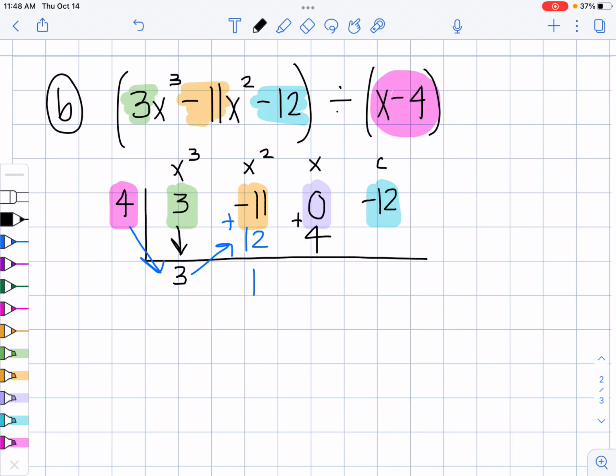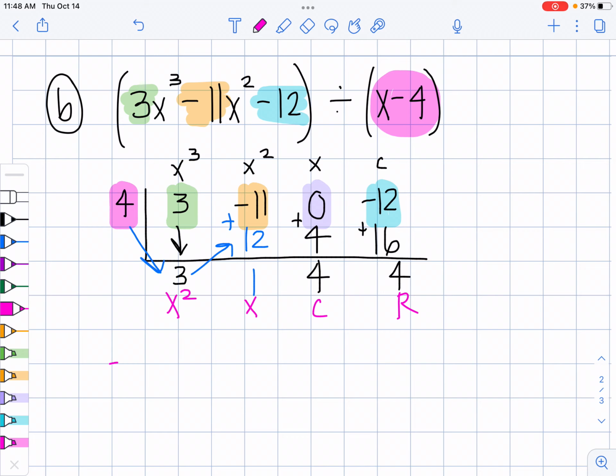Then I add these together. 0 plus 4 is 4. Then I multiply. 4 times 4 is 16. Then I add these together and I end up with 4. Now your answer, remember, your exponents go down. So this represents x squared, x, constants, remainder.